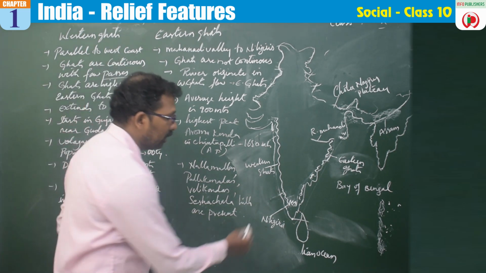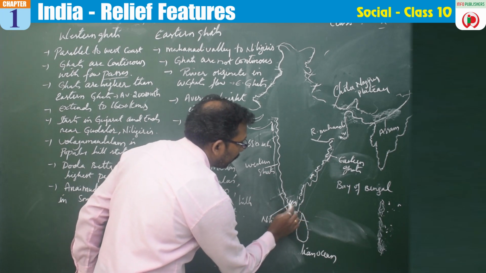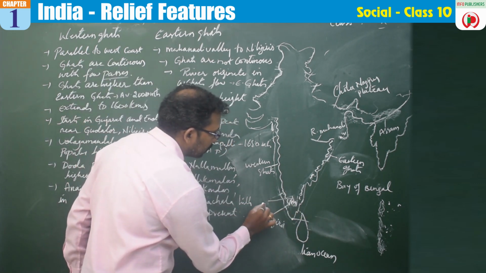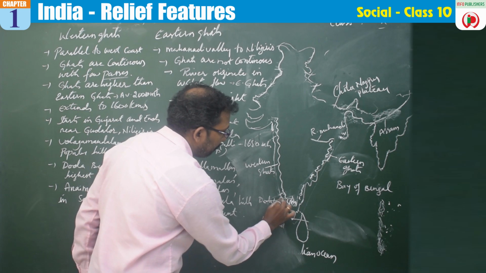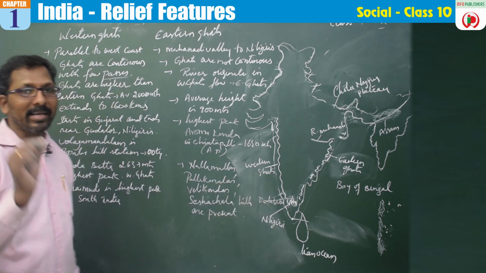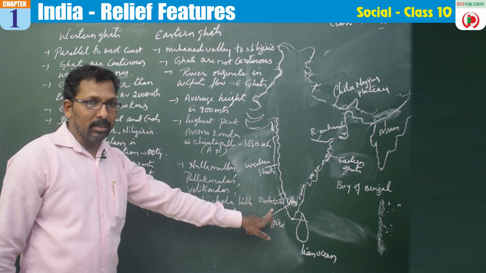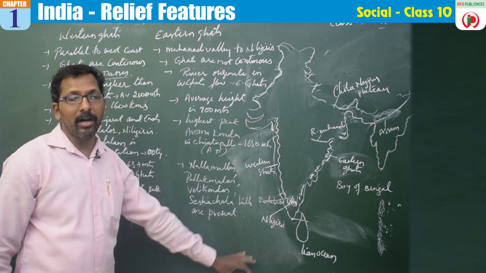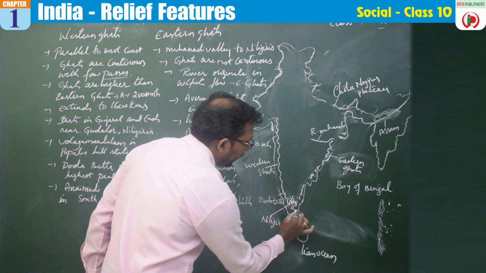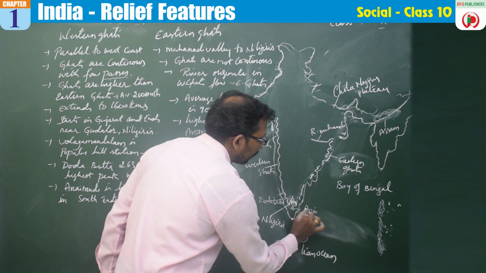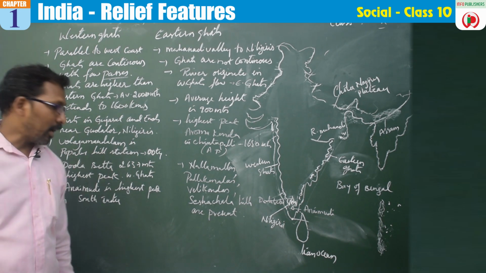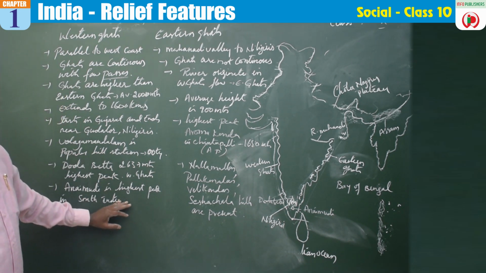Now, where is Duda Beta? Duda Beta is here, in the Nilgiris. Duda Beta is the highest peak in the Western Ghats, and in the southern part of India, just to the south of Duda Beta, we have Annaimudi. Annaimudi is the highest peak in the southern part of India. So, this is about the Western Ghats.